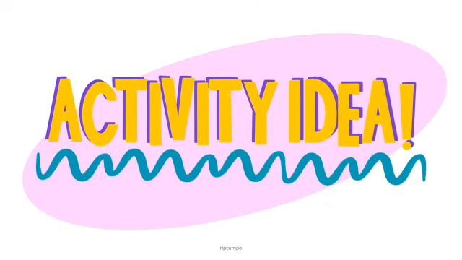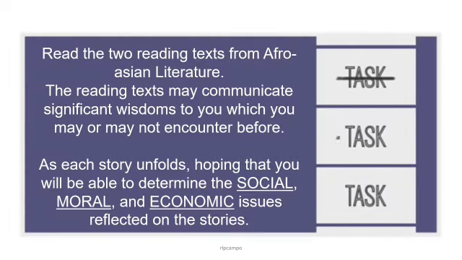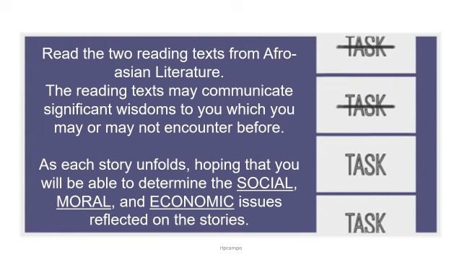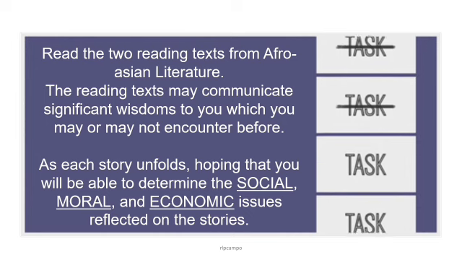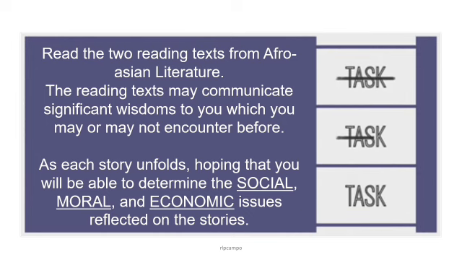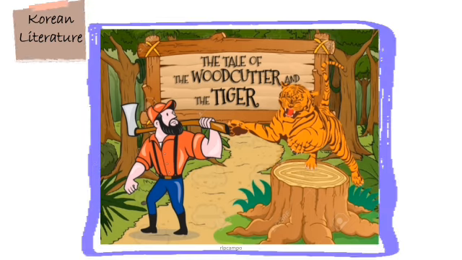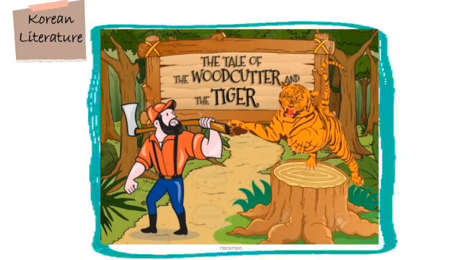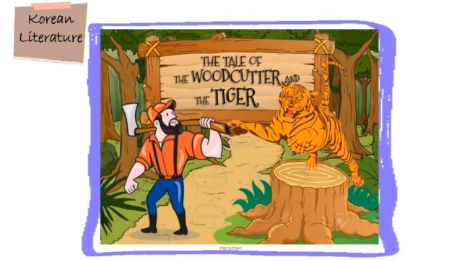Let's do this activity. What you are going to do is read the two reading selections from Afro-Asian literature. The reading texts may communicate significant wisdoms to you which you may or may not encounter before. As each story unfolds, hoping that you will be able to determine the social, moral, and economic issues reflected on the stories. The first reading text is a Korean literature titled The Tale of the Woodcutter and the Tiger. I will give you time to read the story.